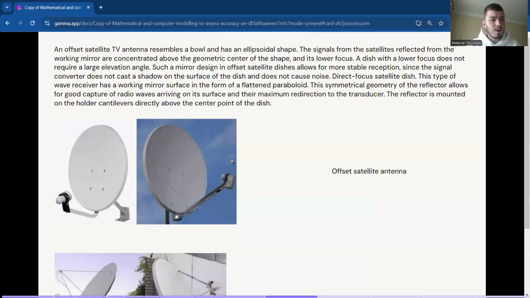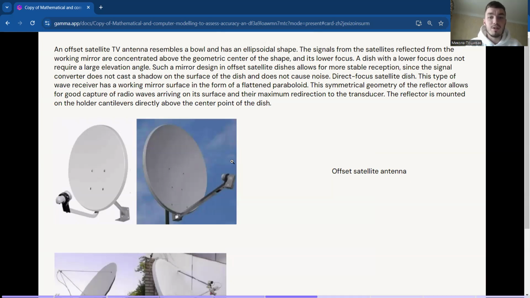An offset satellite TV antenna resembles a bowl and has an ellipsoidal shape. The signals from the satellite reflected from the working mirror are concentrated above the geometric center of the shape, at its lower focus. A dish with a lower focus doesn't require a large elevation angle. Such a mirror design in offset satellite dishes allows for more stable reception since the signal converter doesn't cast a shadow on the surface of the dish and doesn't cause noise.